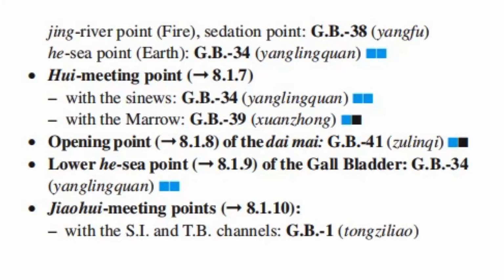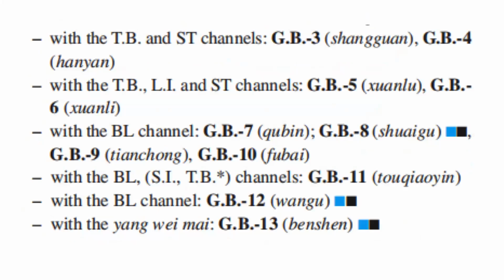The Jiao Hui meeting points are as follows. With the SI and triple burner channel, it's GB1. With the triple burner and stomach channel, it's GB3 and GB4. With the triple burner, large intestine and stomach channels, it's GB5 and GB6. With the bladder channel, it's GB7 and GB8, GB9 and GB10. With the bladder, SI and triple burner channel, it's gallbladder 11. With the bladder channel, it's GB12.